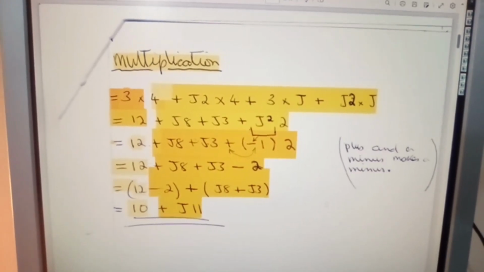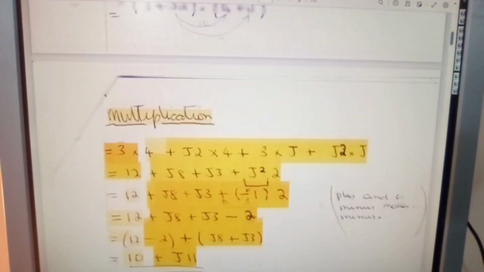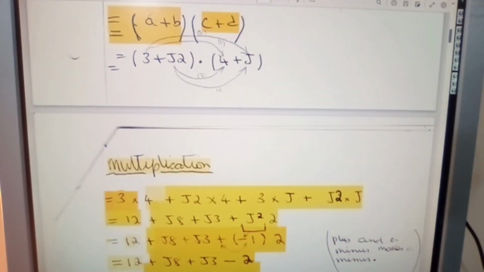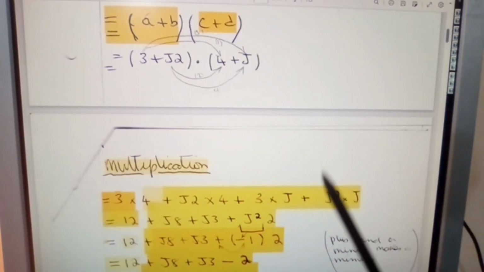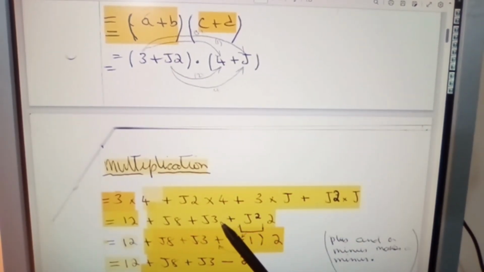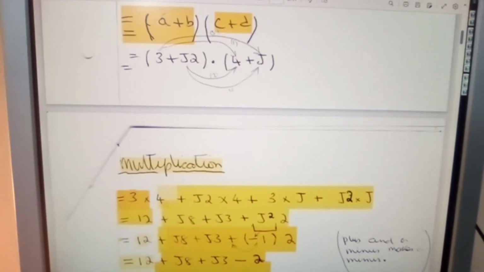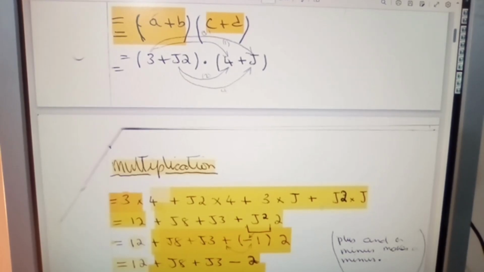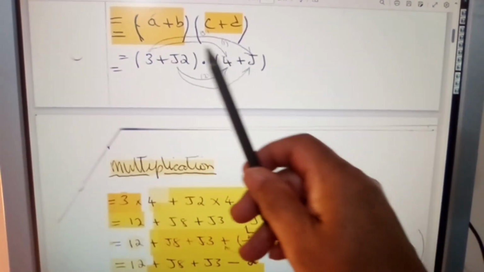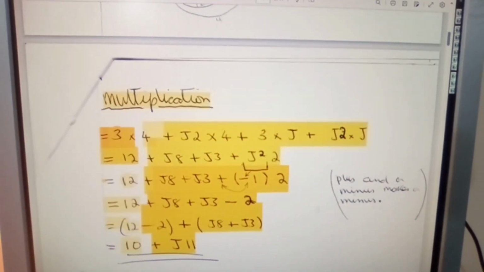Now multiplication. Now you can see that here, all I've done here is to, where was my question? You can see that my question is here. I've used this. Okay, here we've multiplied out the brackets. But here we're looking at multiplication in this form.